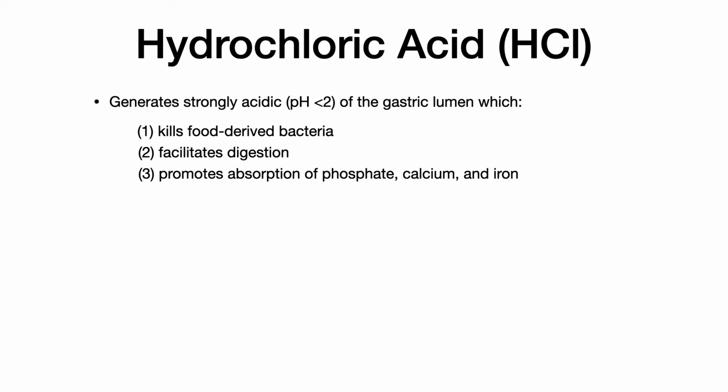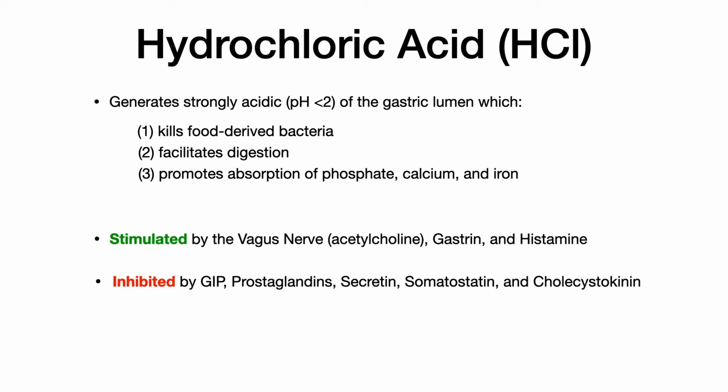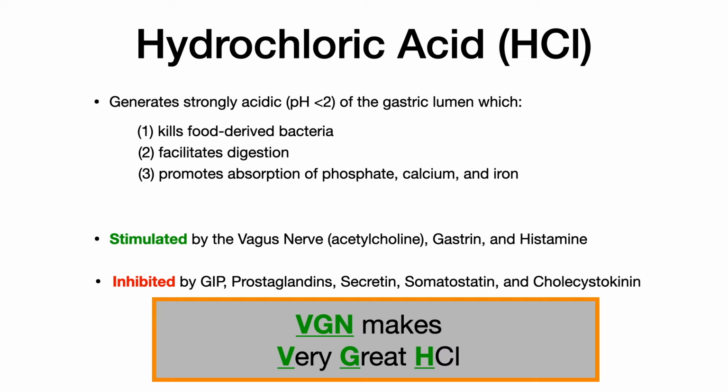The release of hydrochloric acid is stimulated by the vagus nerve, it's stimulated by gastrin, and it's stimulated by histamine. And it's inhibited by GIP, prostaglandins, secretin, somatostatin, and cholecystokinin. We're going to talk about all of these things individually, but just know that big picture, they all inhibit gastric acid secretion.